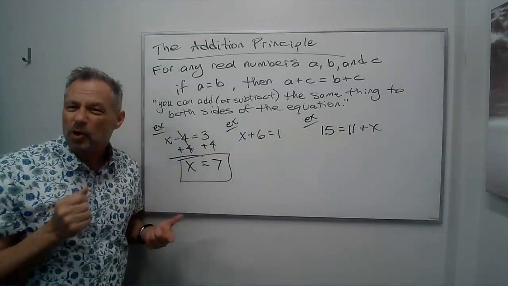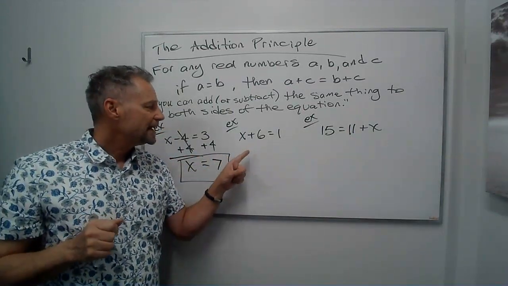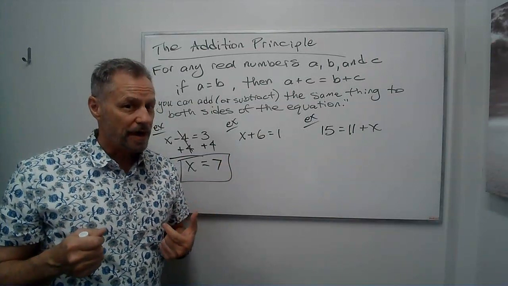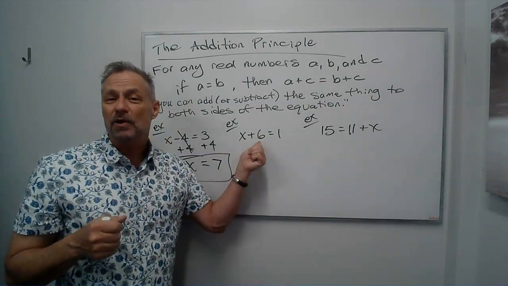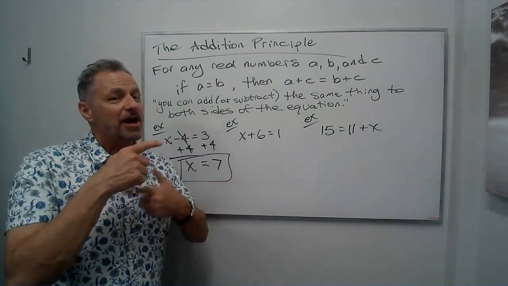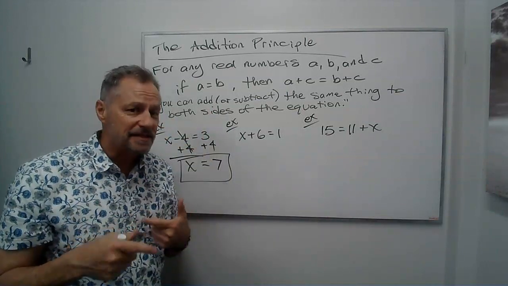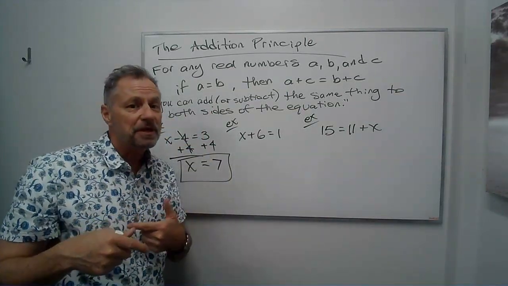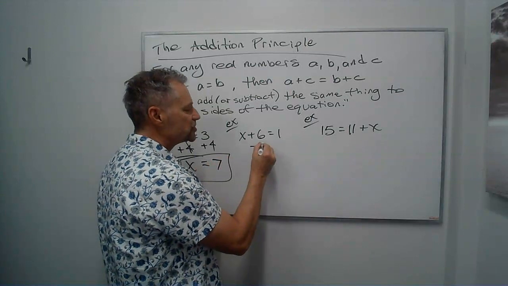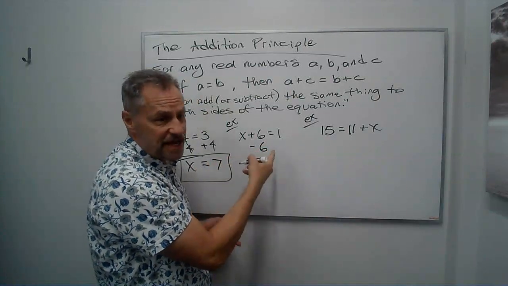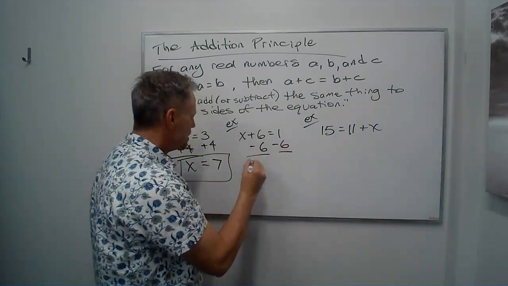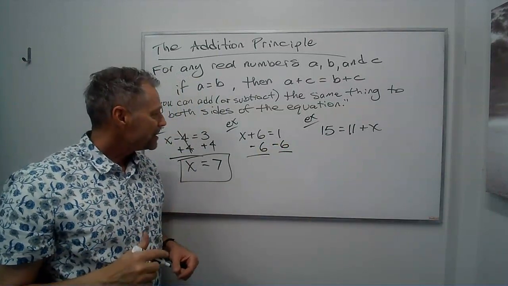Okay, a couple more quick examples. So let's look at x plus 6 equals 1. This time we're adding 6 to the x. I want to do the opposite. I want to get rid of that plus 6. Well, the opposite of plus 6 is minus 6. So as long as I do it to the left side, I just have to do it to the right side as well, and then it'll be in balance.